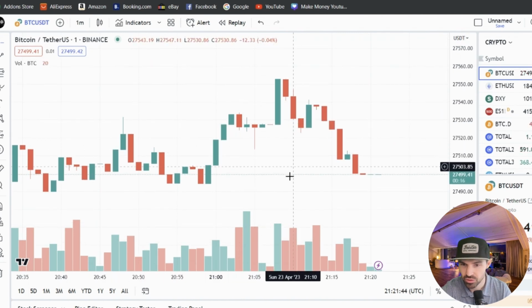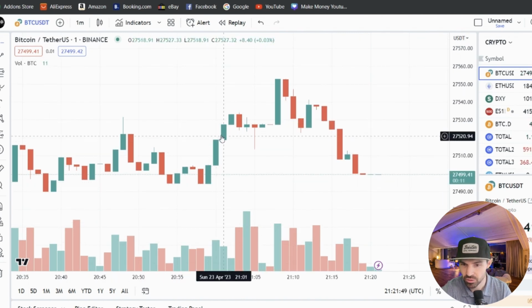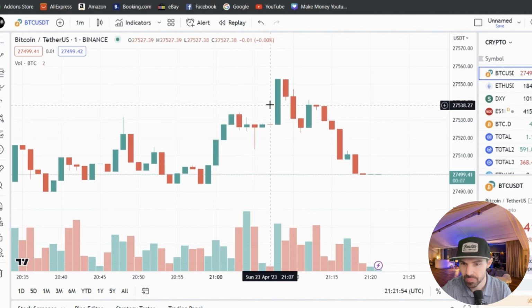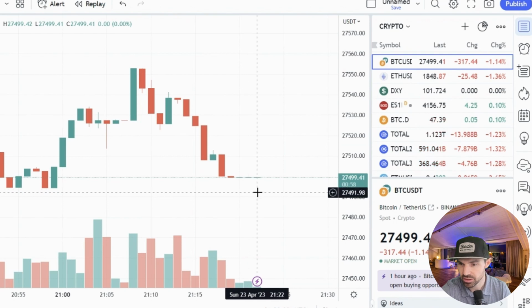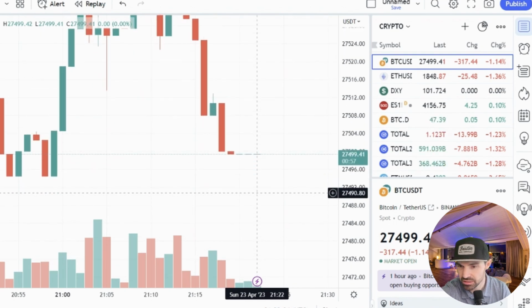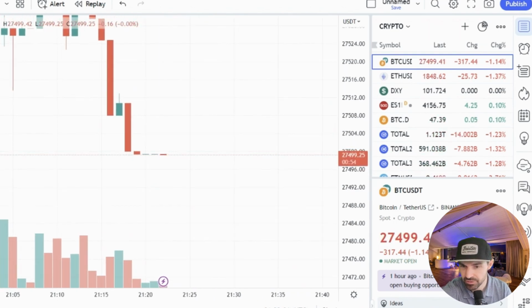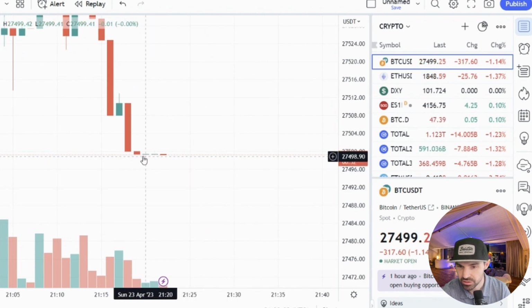Okay, so you can see here 4 green candles in a row, and then it sold off. There was a red candle, and there was a big push up here with a green candle, and then it started to sell off again. So you're seeing here that the past 3 candles have been very flat. See, there's indecision in the market.